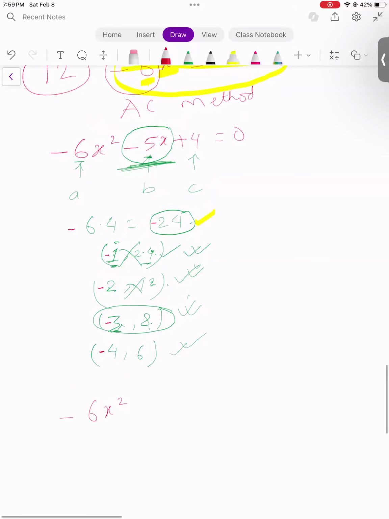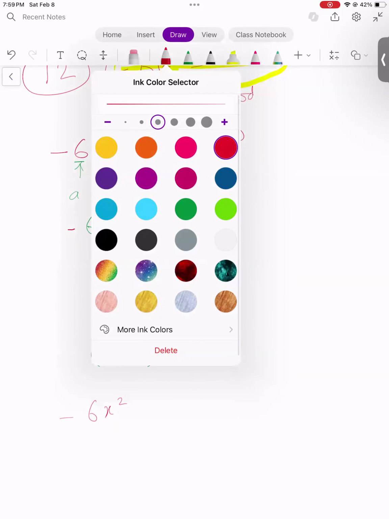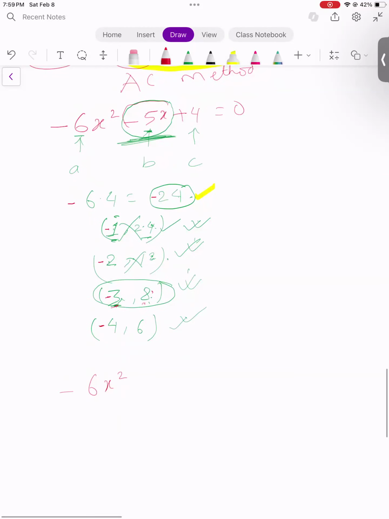It doesn't matter. Now we have 3 and 8. We are rewriting negative 5x using the coefficients 3 and 8. And how do we do that? What is negative 5x? Would it be plus 3x minus 8x? Can you repeat that? Would it be negative 6x squared plus 3x minus 8x plus 4?